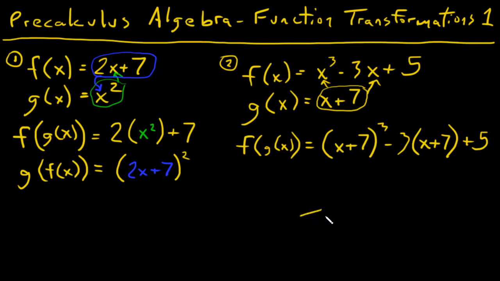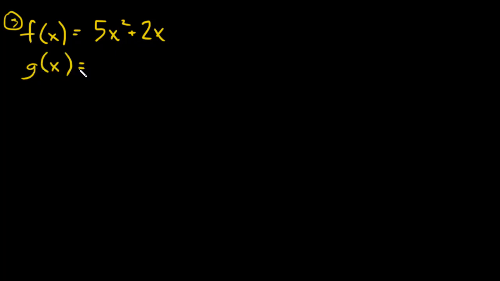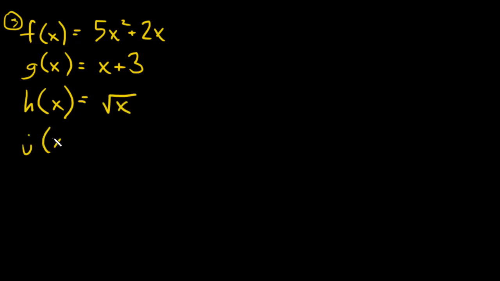Alrighty, so let me clear this and we will start in on the next one, the final homework problem. So clear that. And for the third one, we had a bunch of stuff. We had f of x is equal to 5x squared plus 2x, and then g of x was equal to x plus 3, and then h of x was equal to root x, and finally j of x was equal to 4x plus 1.